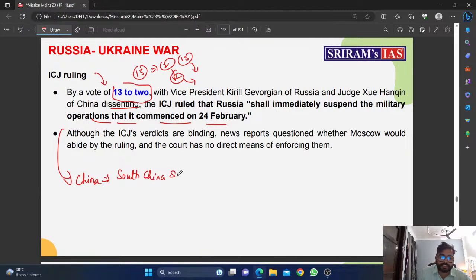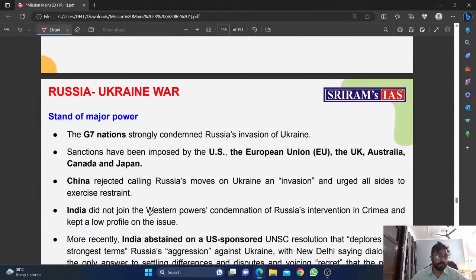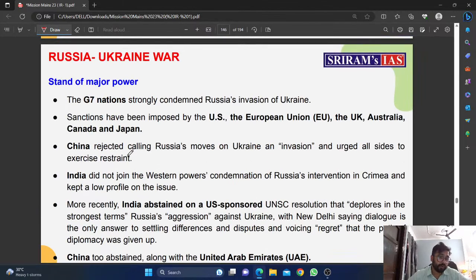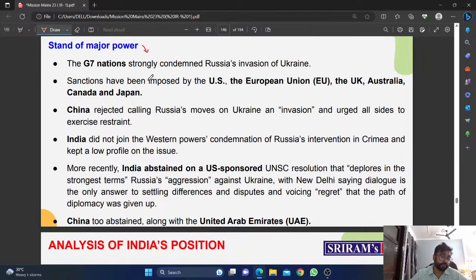In the South China Sea, a similar ruling has come against China, but presently everyone ignores its importance, or there is no importance left for all these old international agencies like the UN. Majorly, all the countries are right now focusing on regional cooperation or some intergovernmental groups that they are part of. Then, what is the stand of various major powers on the Russia-Ukraine war?